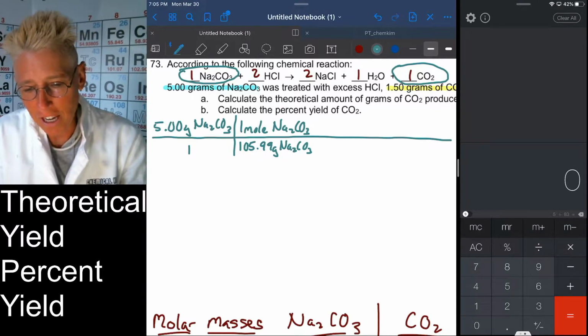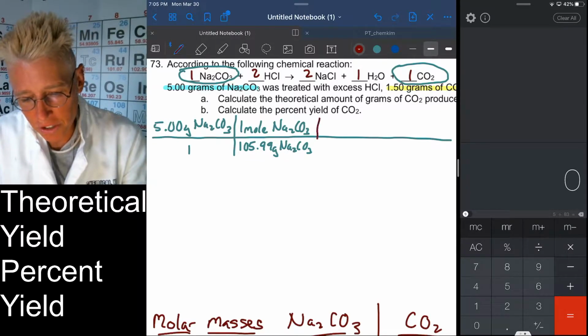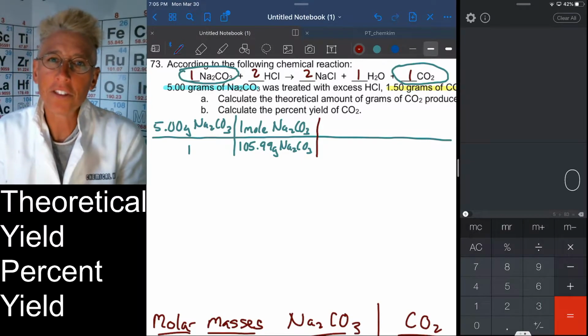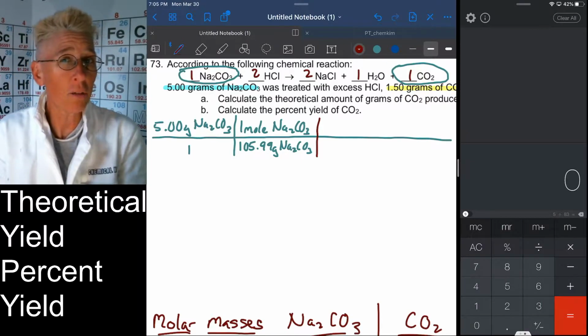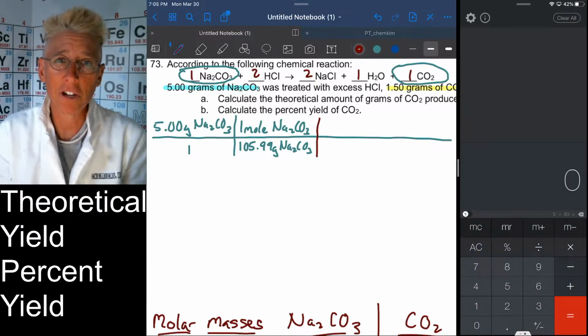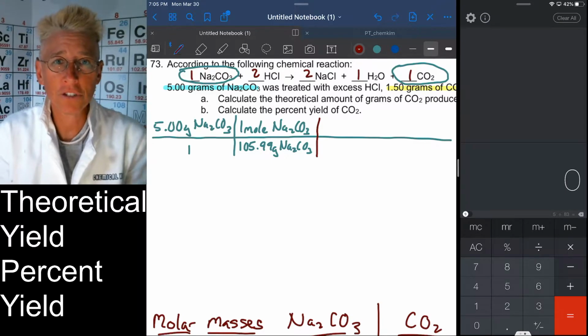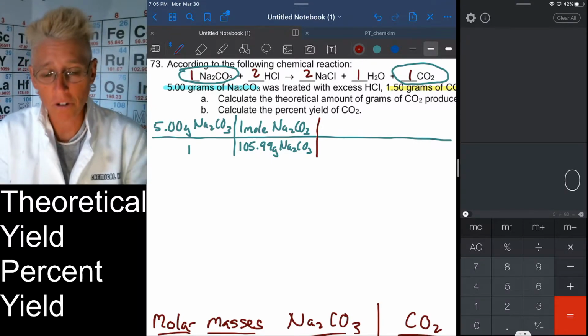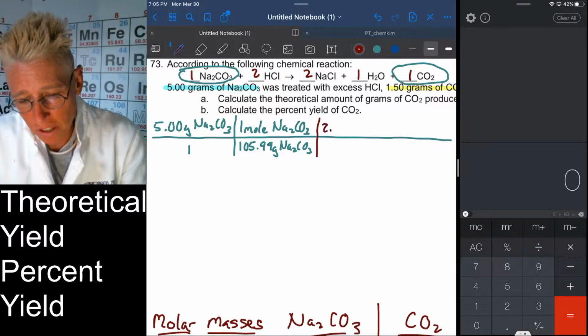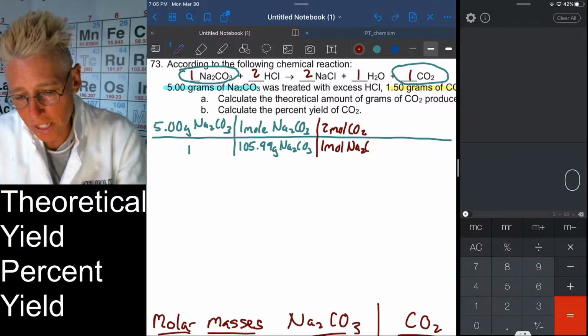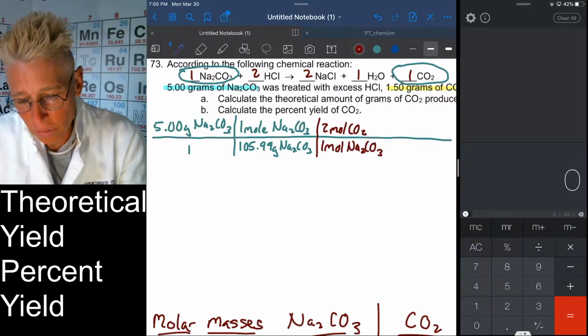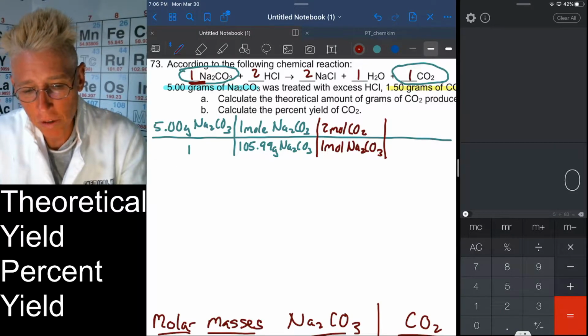Then my second step, and I'll change colors here to let you know this is where I'm going to do what we call the bridge step, which is using our balanced equation. And I see the ratio of CO2 to sodium carbonate, the Na2CO3, is a 2-to-1 ratio. To calculate that, I would be putting the 2 mole CO2 on top and the 1 mole Na2CO3 on the bottom. So what I just did is bridge using that balanced equation.